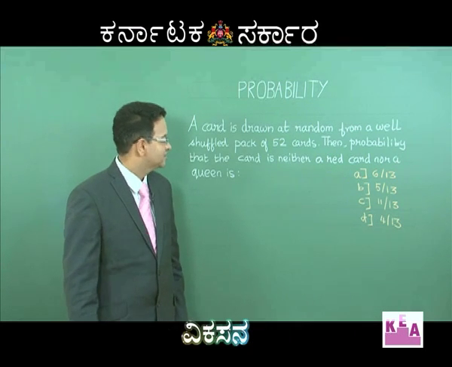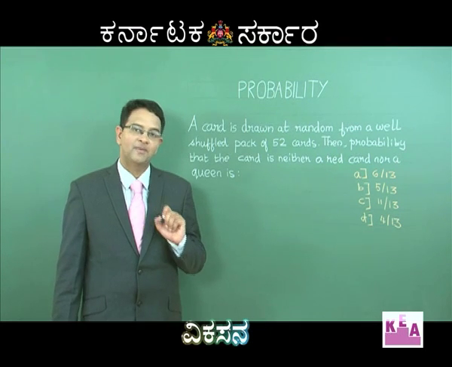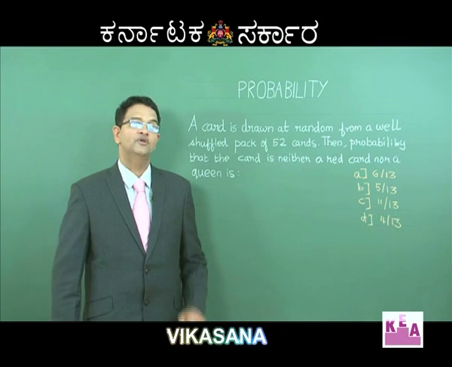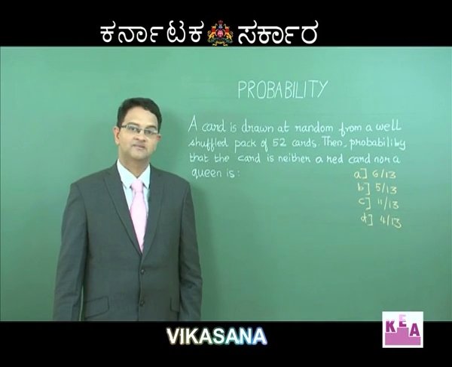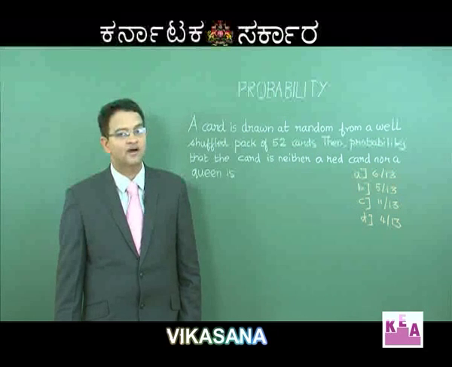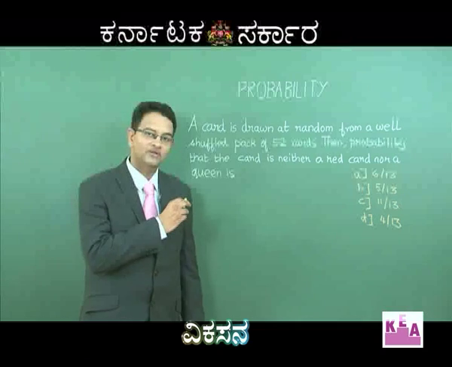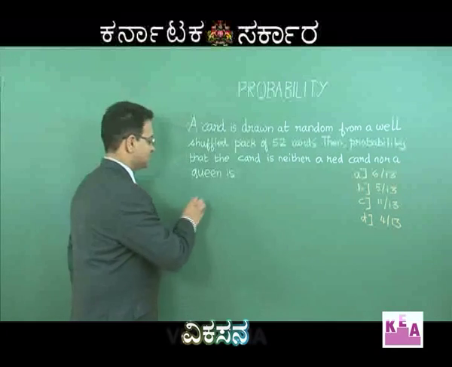And how many queens are going to be there in the pack of 52 cards? We have 4 queens. How many of those queens are going to be red cards? 2 of them. How many of them are going to be black cards? 2 of them. Now let us put all these things into statements here.